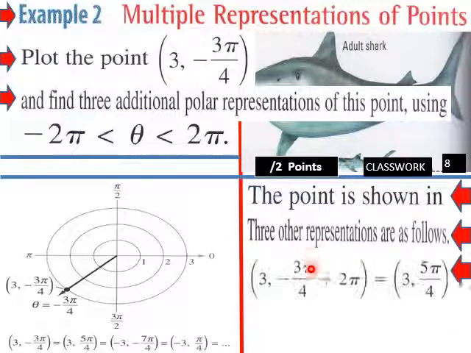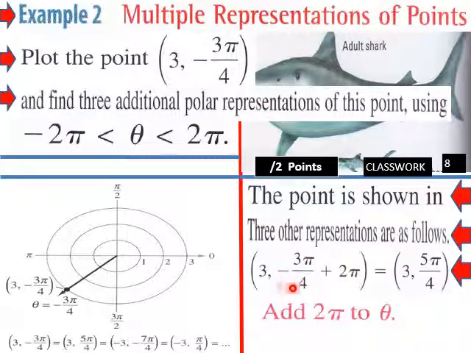Three other representations would be as follows. So we have (3, −3π/4 + 2π). It would be (3, 5π/4), meaning adding 2π to θ in this situation here. And that would be 5π/4.